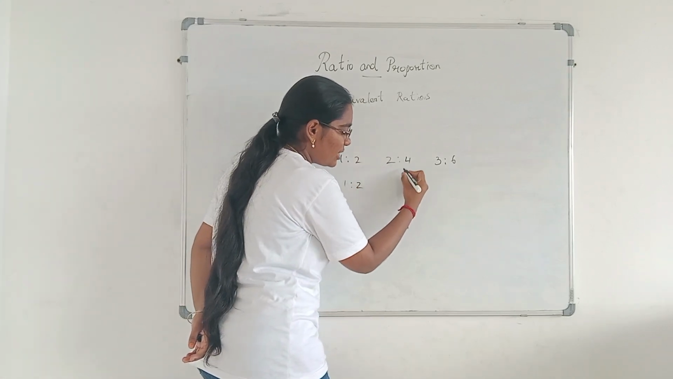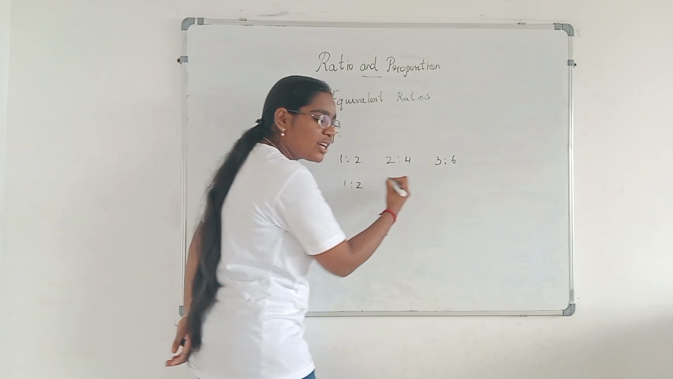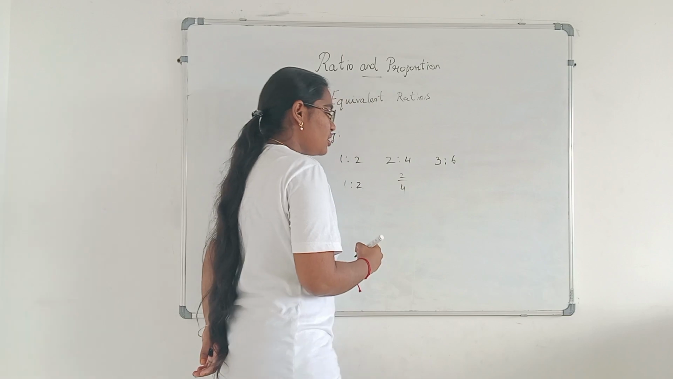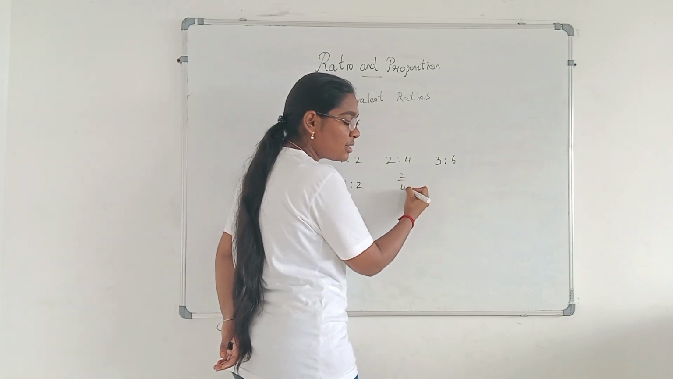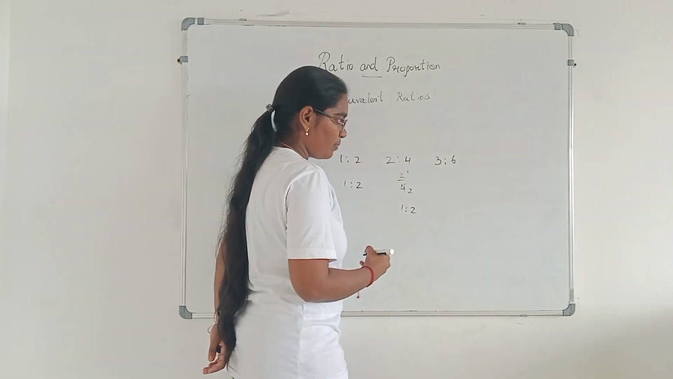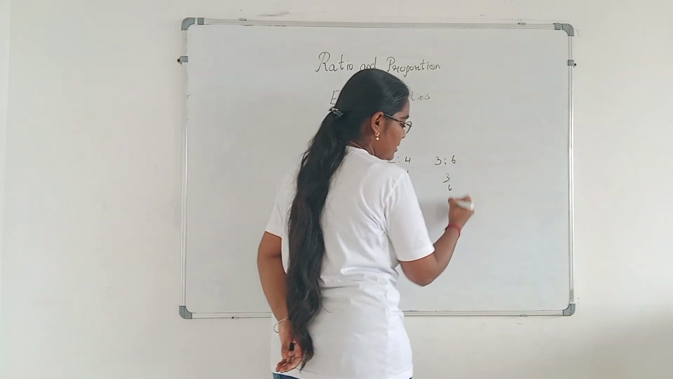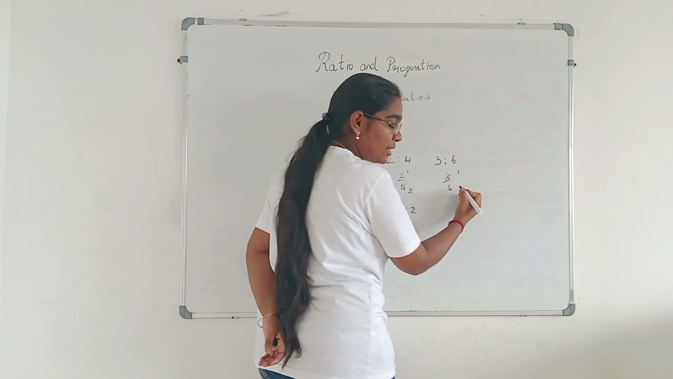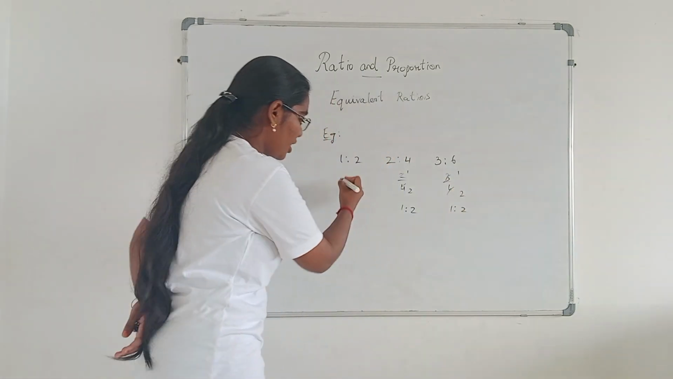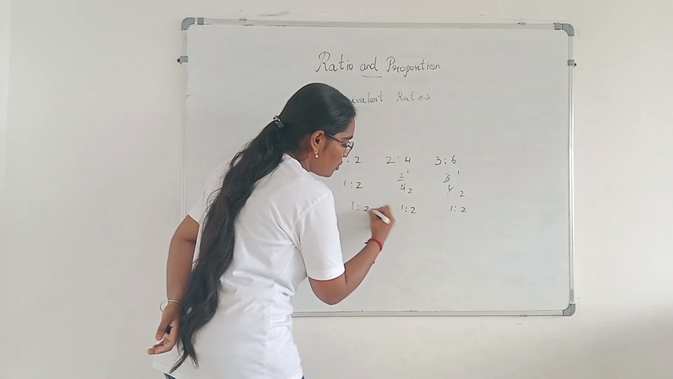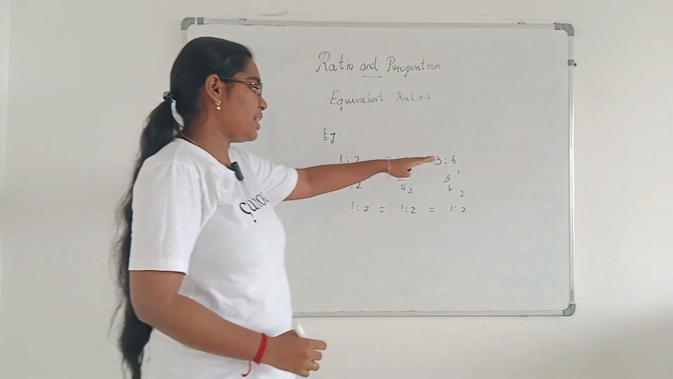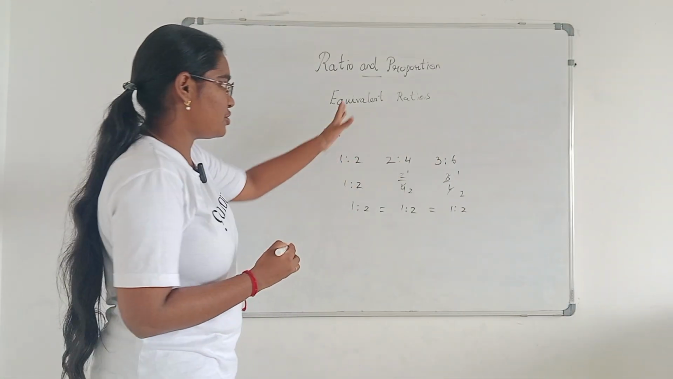If you are simplifying 2 is to 4, the first step is to write this in fraction form. So 2 by 4. Further simplifying, these two are multiples of 2. This is 1 time, this is 2. So 1 is to 2. Next, 3 by 6. Simplifying in multiples of 3, so 1 is to 2. So 1 is to 2 equals 1 is to 2 equals 1 is to 2. So these three ratios are equivalent ratios.